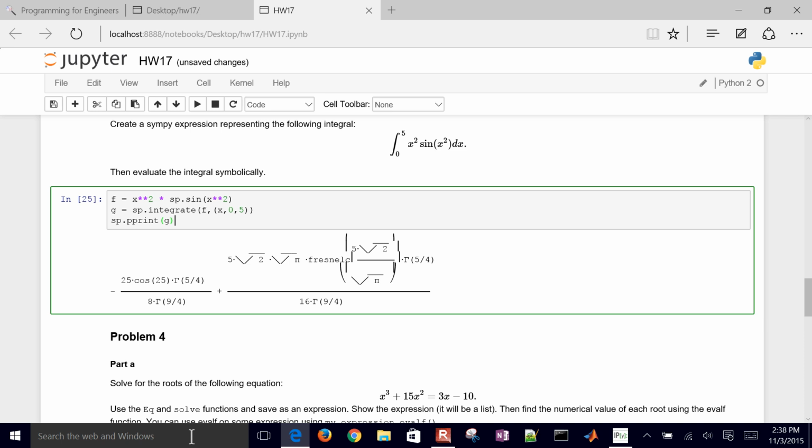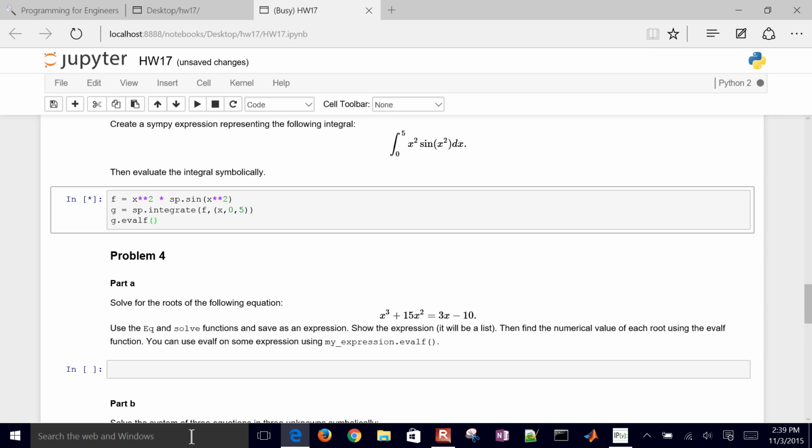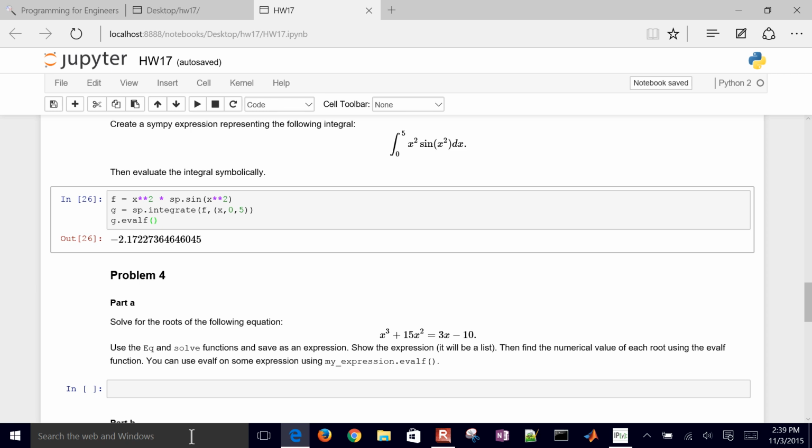But let's say we wanted to just evaluate this. I can also do g.evaluate function to come up with kind of a numerical answer for this instead. Okay, instead of it being symbolic. Okay, so it's negative 2.2.